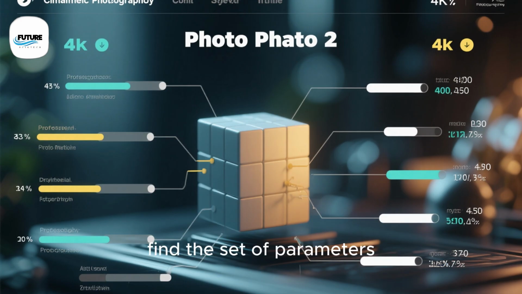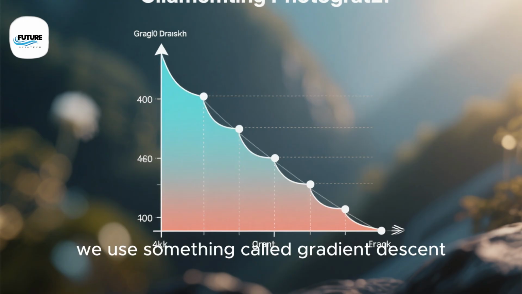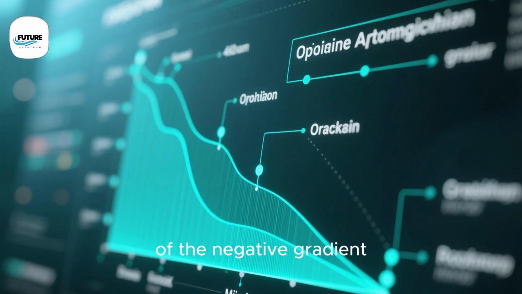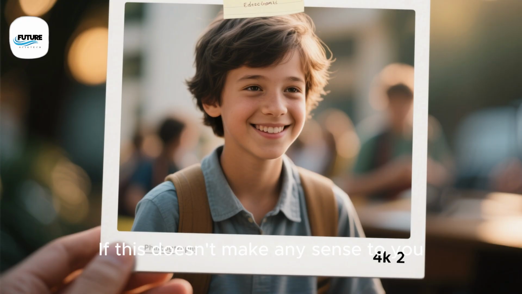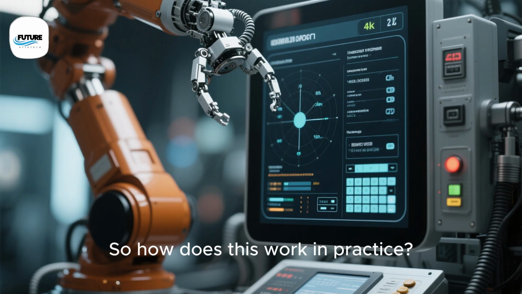The goal is to find the set of parameters that will minimize this cost function and get the block from A to B as quickly as possible. To do this, we use something called gradient descent. Gradient descent is an optimization algorithm that finds the minimum of a function by taking small steps in the direction of the negative gradient. If this doesn't make any sense to you, don't worry. All you need to know is that it's a way to find the best set of parameters for our robot arm. How does this work in practice?